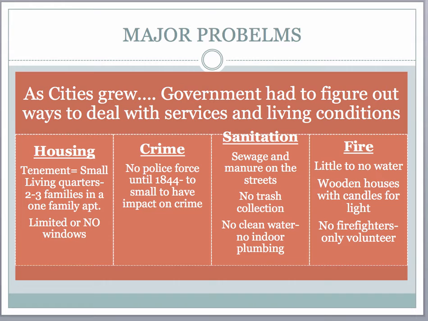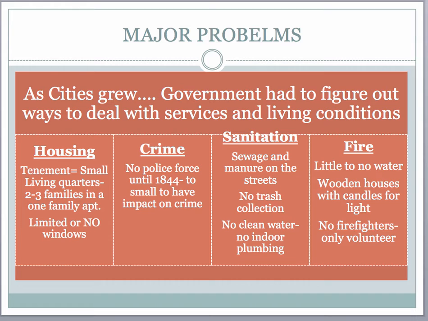Sanitation is a third piece. There would be sewage and manure on the streets. There were no sewers. There was no garbage collection. And so basically, waste just sat in the streets. There was no clean water and no indoor plumbing. Again, connecting it back to the housing, we see that there's a large spread of diseases in the area.